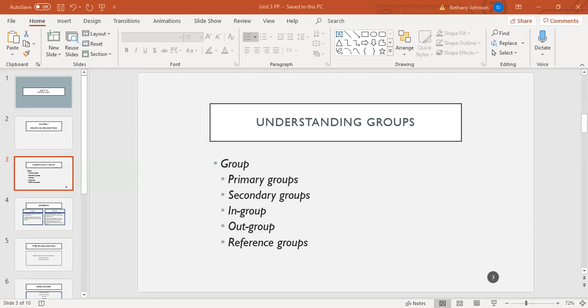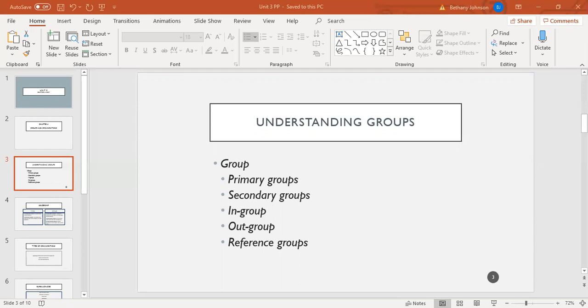Now, in and out groups are the types of groups in which you are a member or not a member. An in-group is a group that an individual feels he or she belongs to and believes to be an integral part of who they are. An out-group, on the other hand, is a group someone does not belong to, and often we may feel disdain or competition in relationship to the out-group. So your in-group is simply a group that you are a member of, and an out-group is a group that you are not a member of.